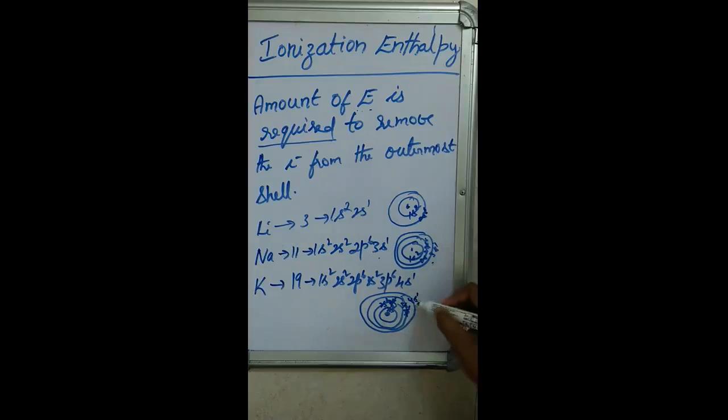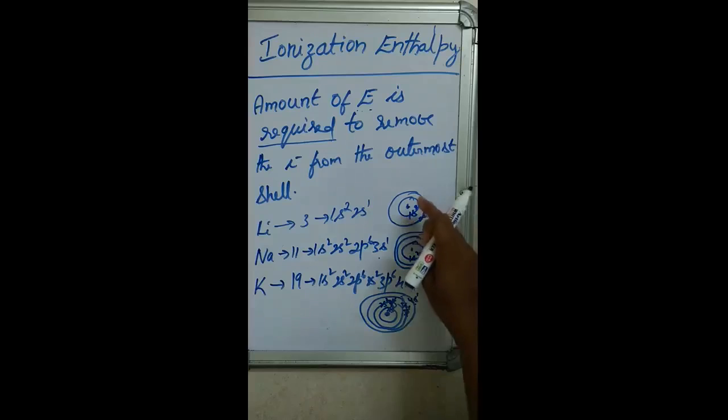So it will be loosely held by the nucleus. That is, the electron present in the fourth shell will be loosely held by the nucleus. So if I want to remove the electron from the outermost fourth shell, a little amount of energy is sufficient, because it is not tightly held, it is loosely held by the nucleus.